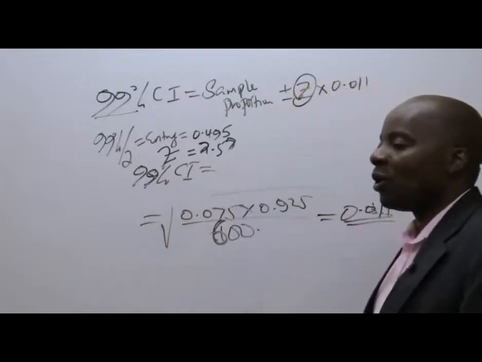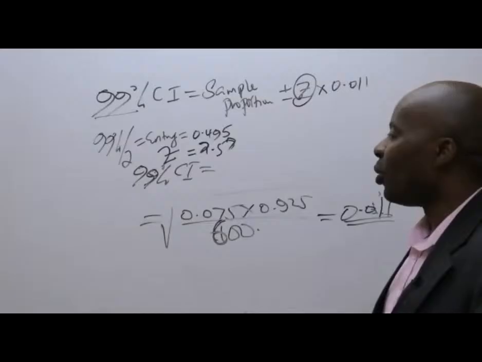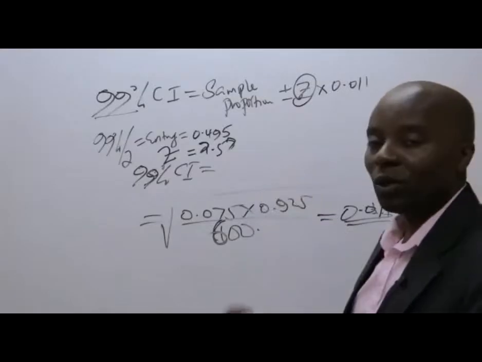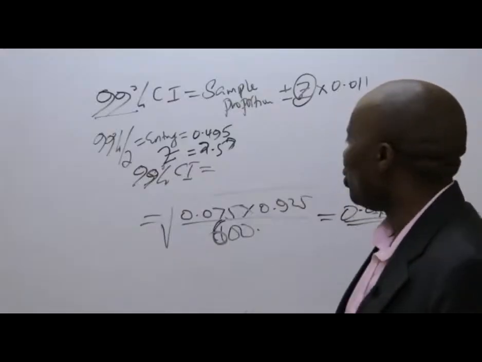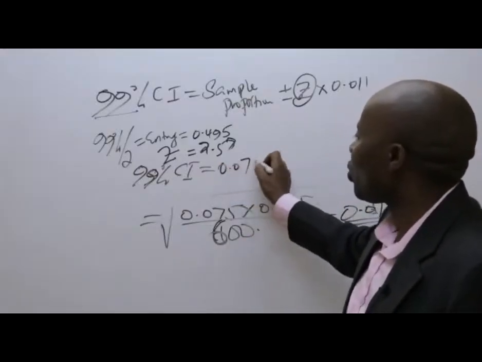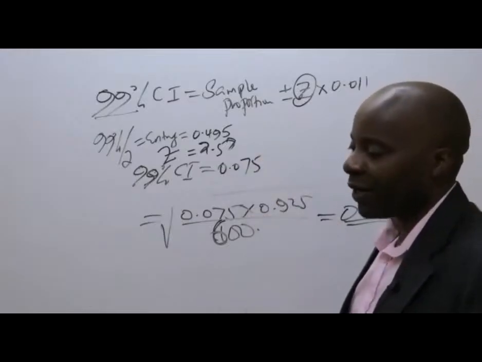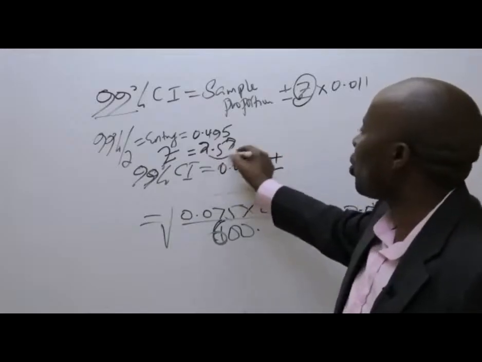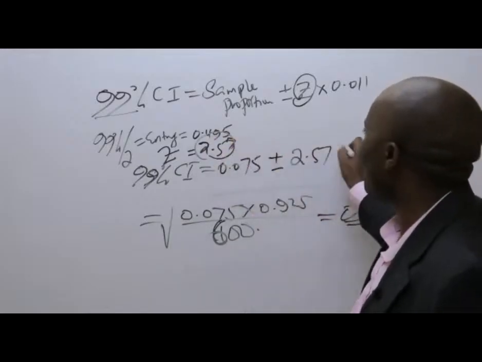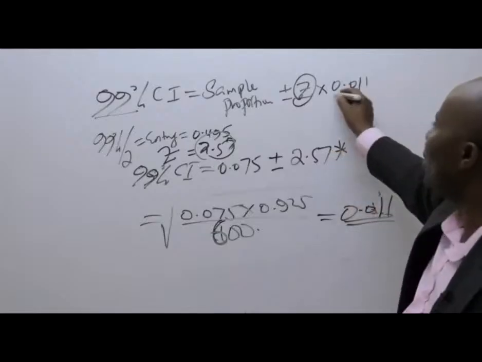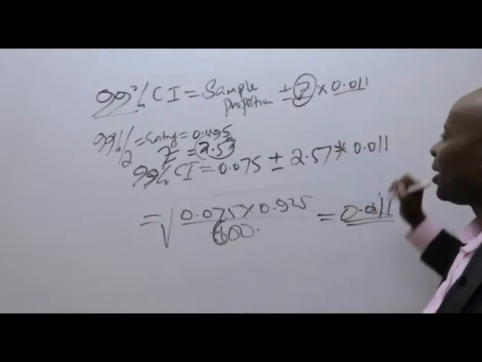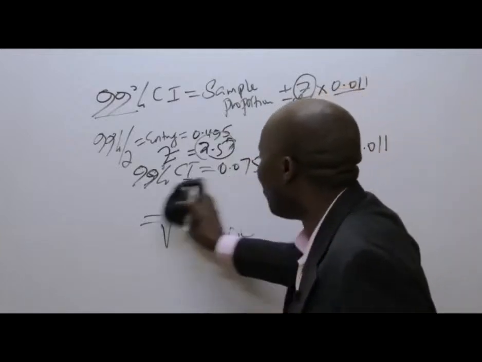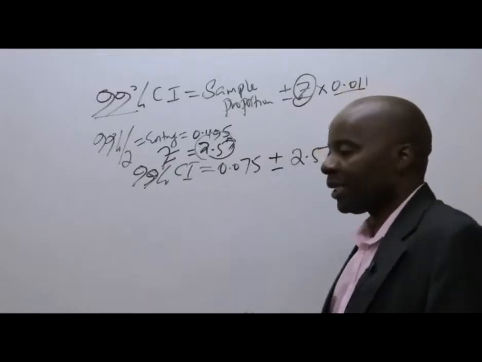So once I have my 2.57, I will give you the 99% confidence interval. This will be equal to the sample proportion, the one you gave me with the errors, 45 over 600, a figure of 0.075, plus or minus the Z score that you've read, which is 2.57, times the standard error, which is 0.011. So could you kindly go ahead and give us the lower limit and the upper limit?